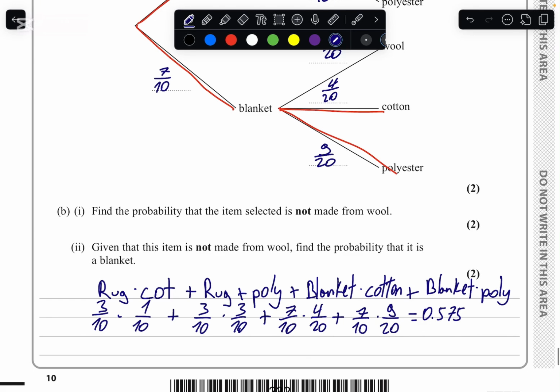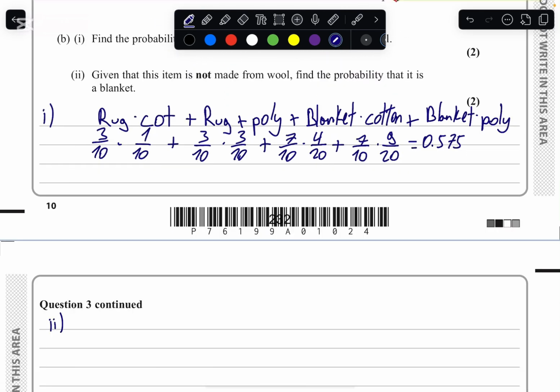In part II, we are told that given that this item is not made from wool, we need to find the probability that it is a blanket. When we see the word given, we immediately know what we're working with. So we need to find the probability that it's going to be a blanket, given that it is not made from wool. So wool dash.